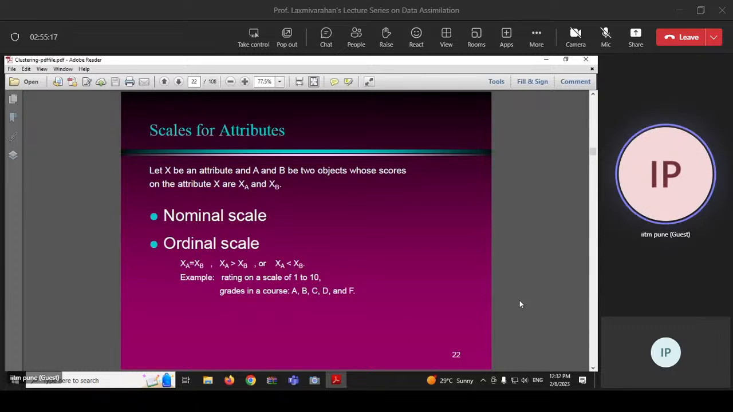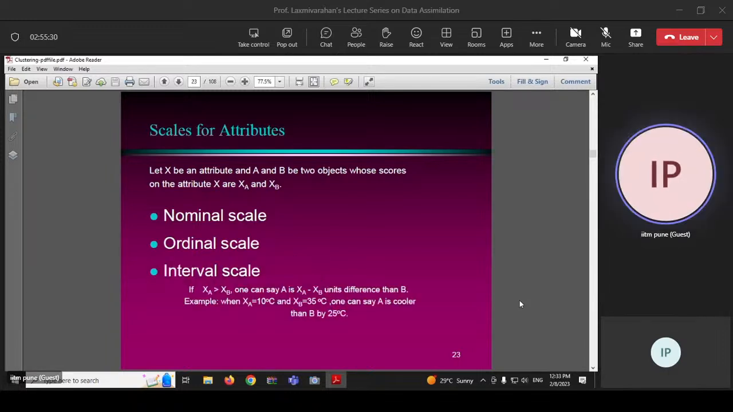You see that now? So there are variables of this type. In these variables, there is no addition, no multiplication, no subtraction. Now, variables in the interval scale. If XA is greater than XB, in this scale, XA minus XB makes sense.